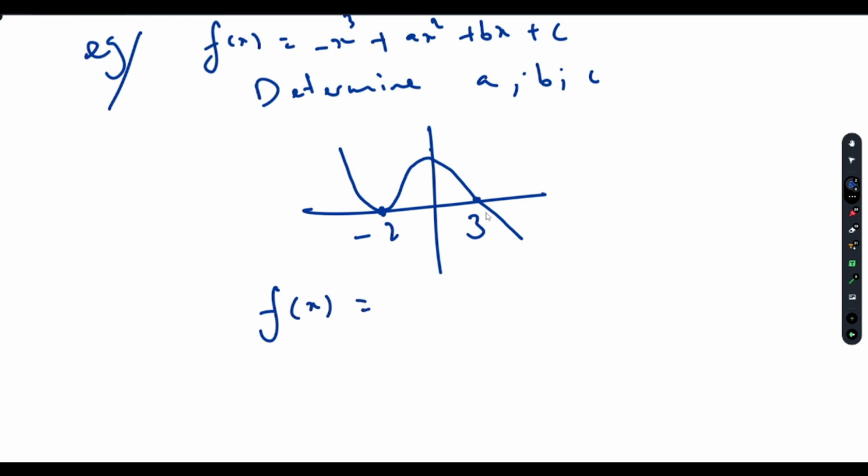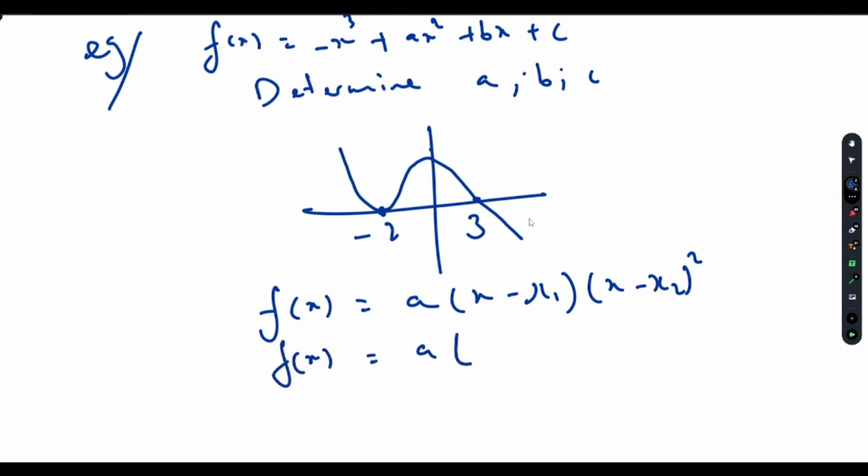So f of x is equal to a into x minus x1 into x minus x2 all squared. And we'll substitute into this equation like we normally would. So f of x is equal to a into x. Now notice which value goes into which bracket. It's x minus 3, because that's not the turning point. The turning point x-intercept goes into the squared bracket. So it becomes x minus minus 2, which is plus 2 all squared.